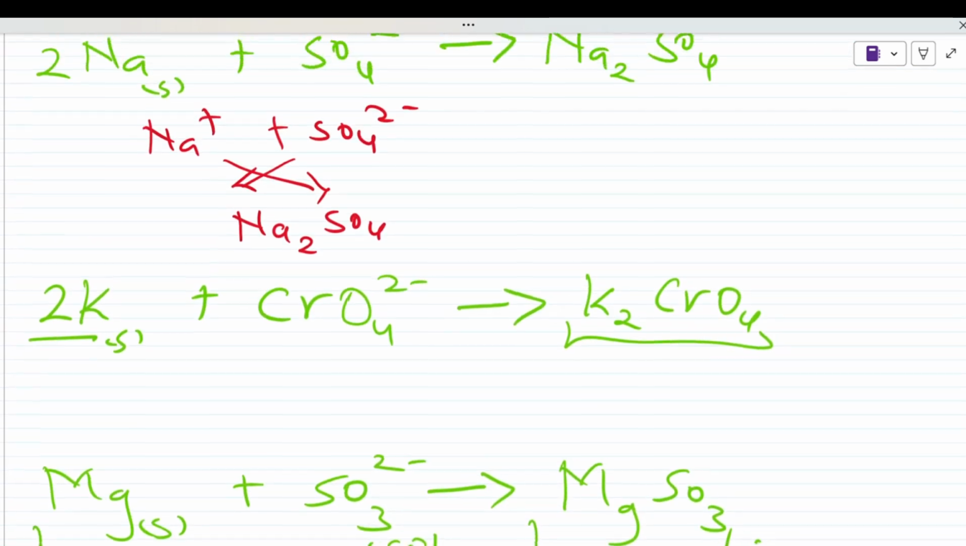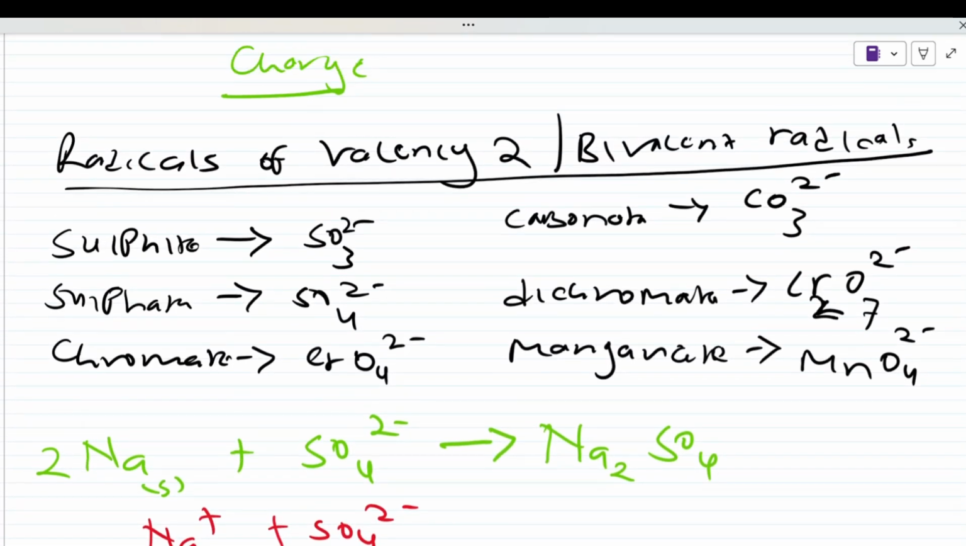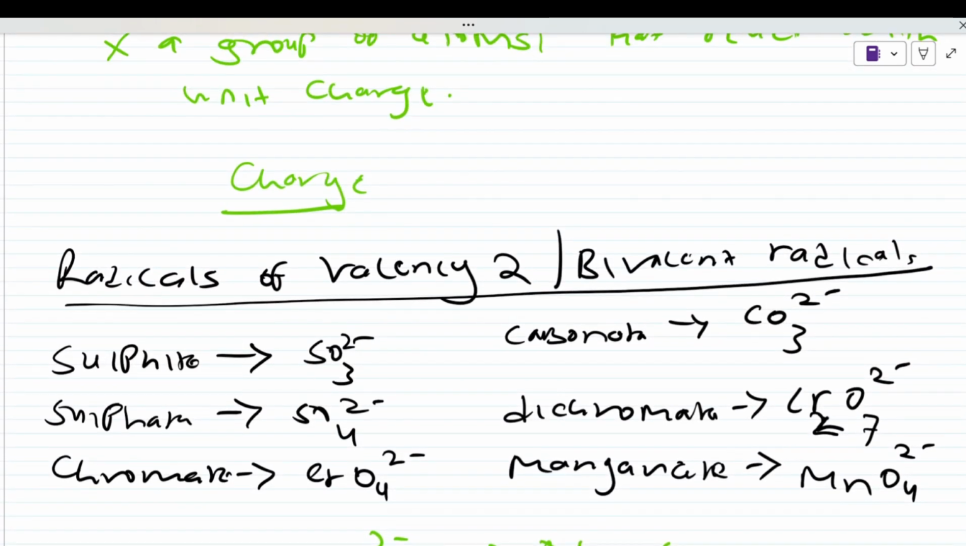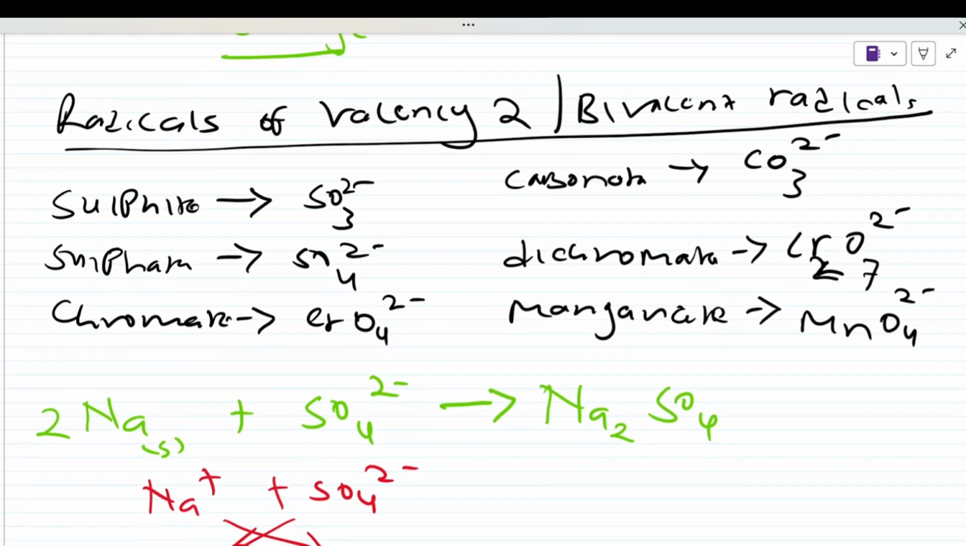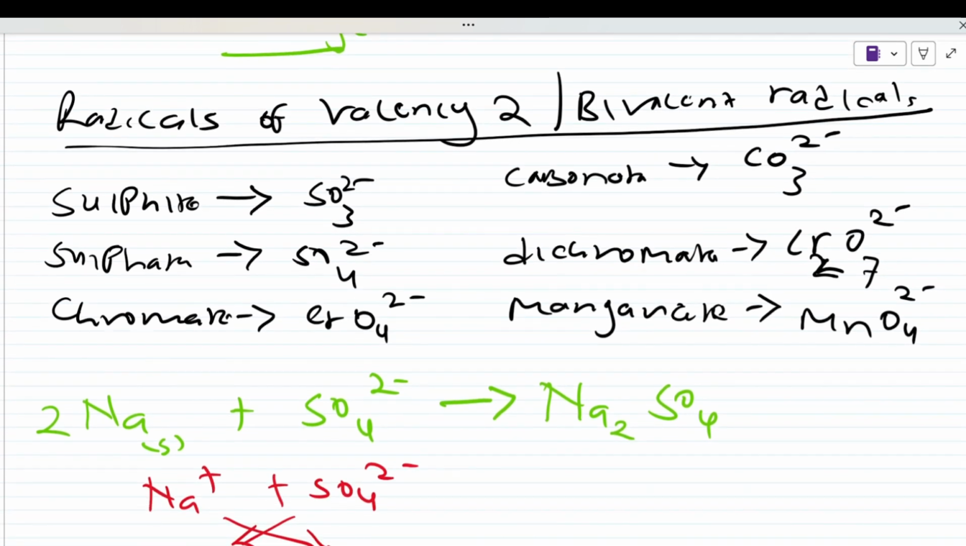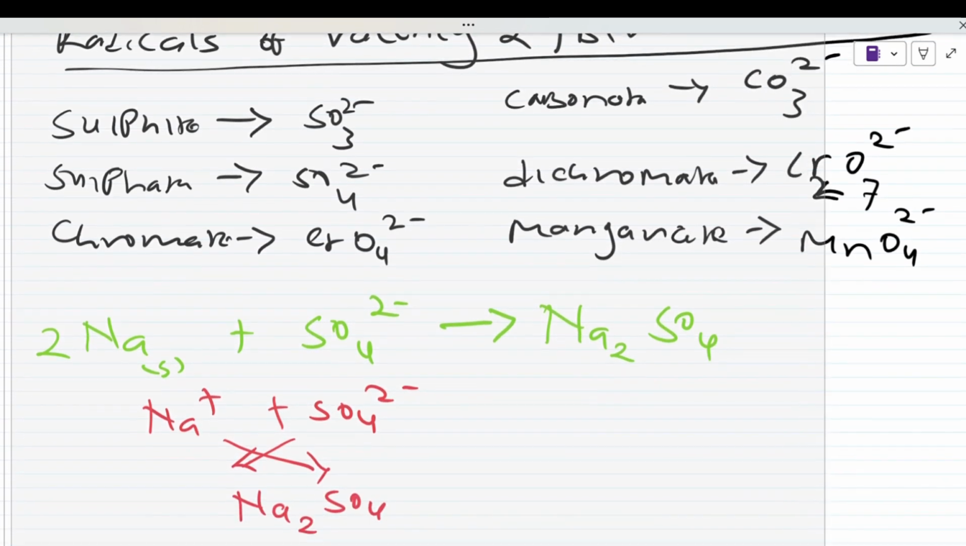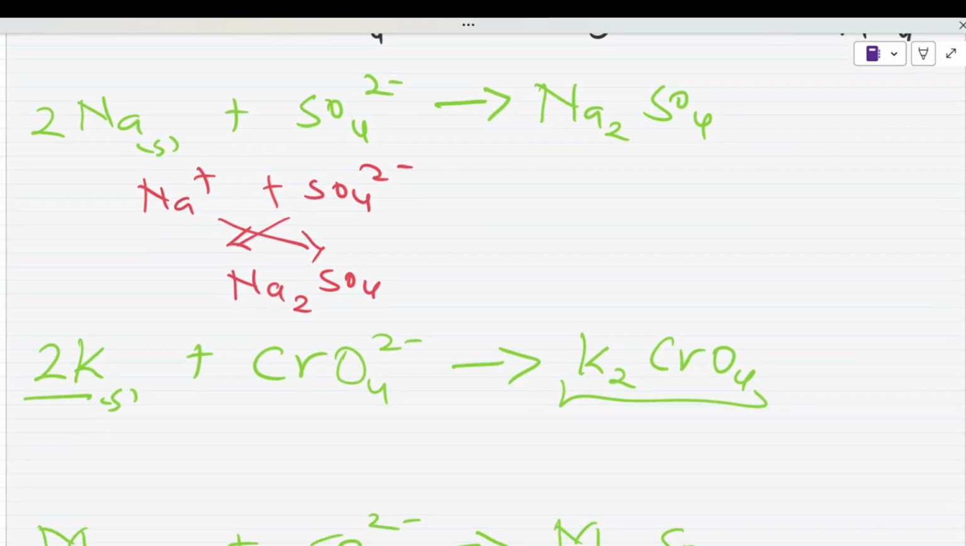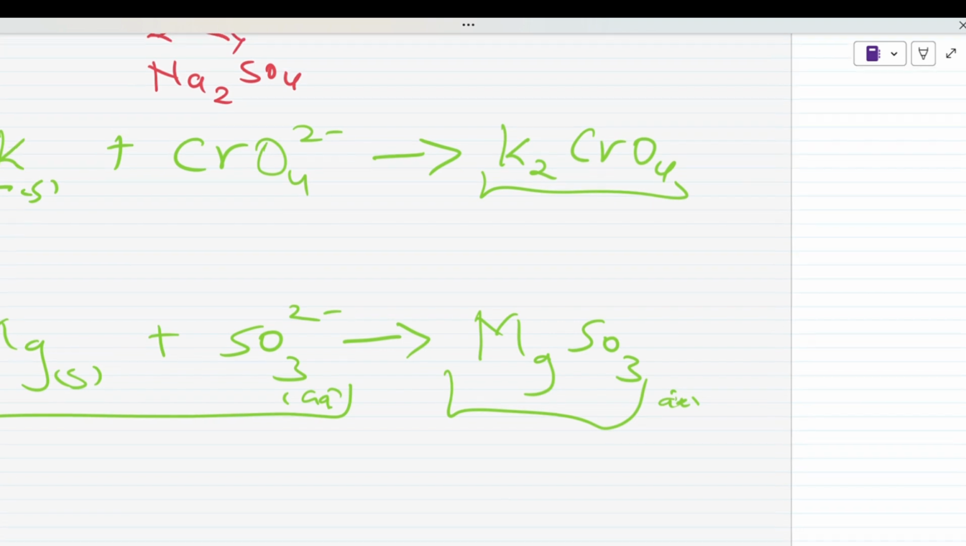So that's the knowledge that we can have as far as radicals of valency 2 or bivalent radicals are concerned, and how different types of elements can react with these to give us different types of products. So I'm going to the last stage, where I'm going to handle radicals of valency 3, so that we can also see examples involving that.